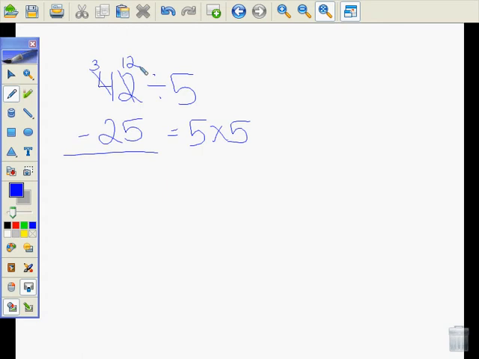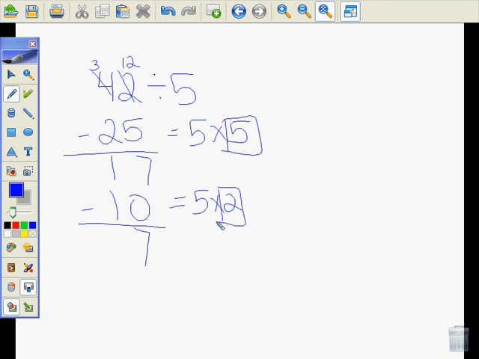I know 5 plus 5 is 10, plus 2 more is 7. So 12 minus 5 is 7. 3 minus 2 is 1. Now I know 5 can go into 17. I know 5 times 2 is 10. I'm going to subtract these, and I get 7. So I know that so far, 5 goes into 42 5 times, and then another group of 2, and now I know 5 can go into 7 one more time. So 5 times 1 equals 5.